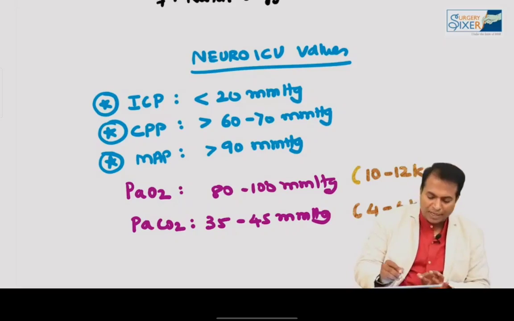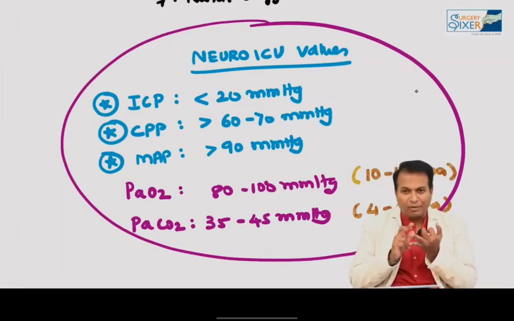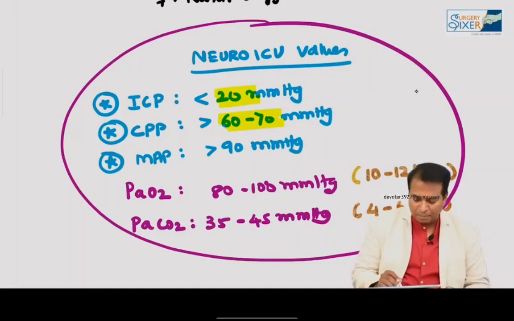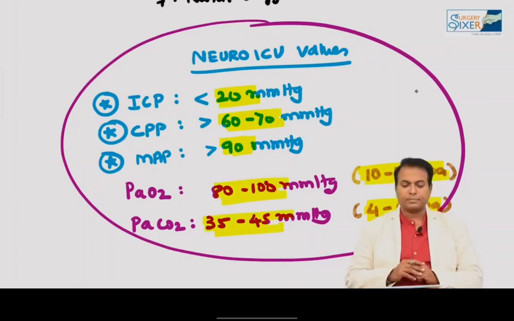So what are the neuro-intensive care unit values you must maintain to have adequate brain perfusion and to prevent hypoxic encephalopathy? Please remember, intracranial pressure should be maintained at less than 20, cerebral perfusion more than 70, mean arterial pressure more than 90, partial pressure of oxygen at 10 to 12 kilopascal, and PaCO2 at 4 to 6 kilopascal, or otherwise 35 to 45 and 80 to 100. This is very important in trauma.